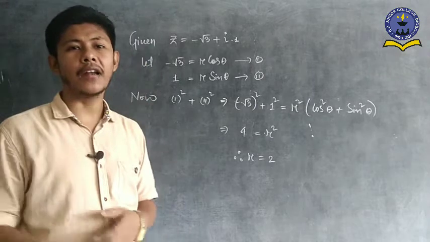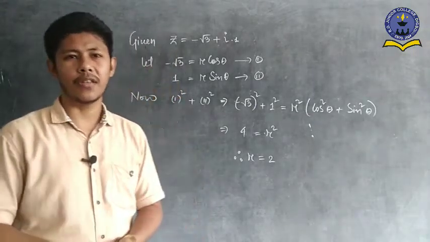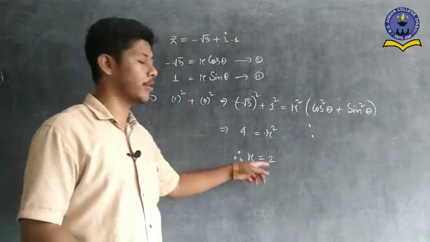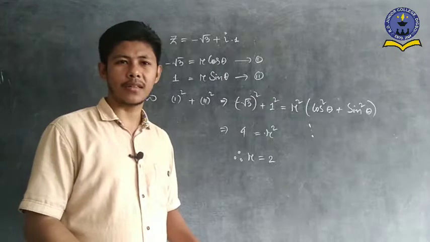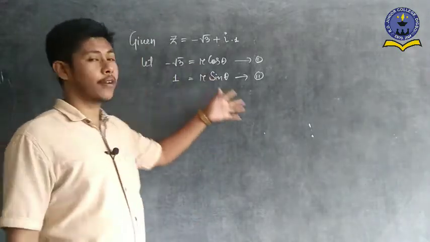The reason behind r is what? The modulus of z. Modulus is always positive, we know, isn't it? So that's why a negative value is not possible here. That's why we have to take r equals 2. Is it clear? Okay. Now the next one: we have to find the argument.